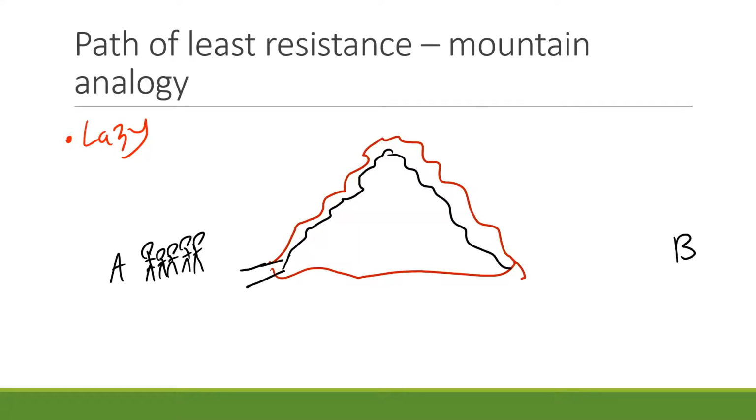They can either take this path to go over the mountain, which is going to be really, really difficult, or they can instead walk around the mountain, which is really, really quite easy.